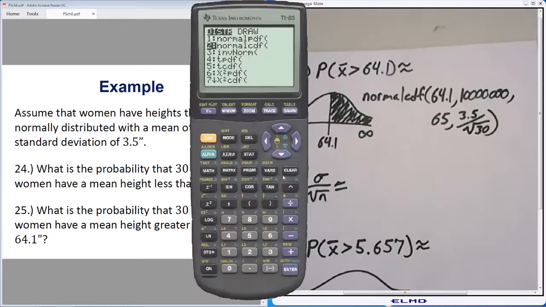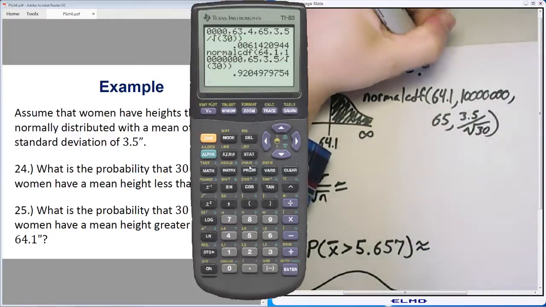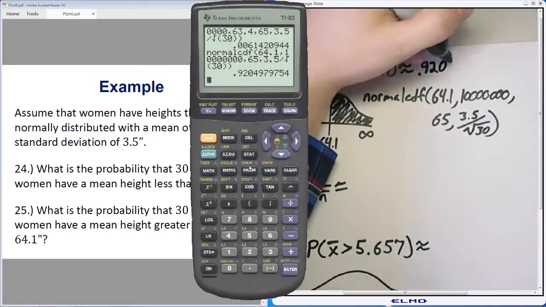Second vars. And we get our answer, which is 0.9205.